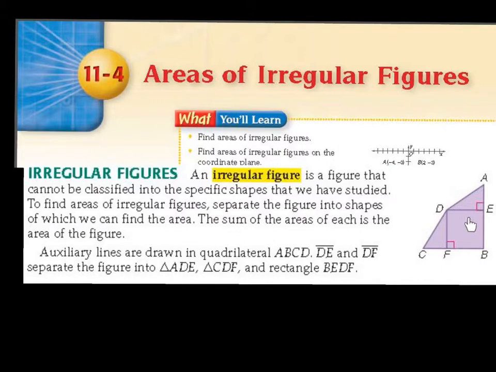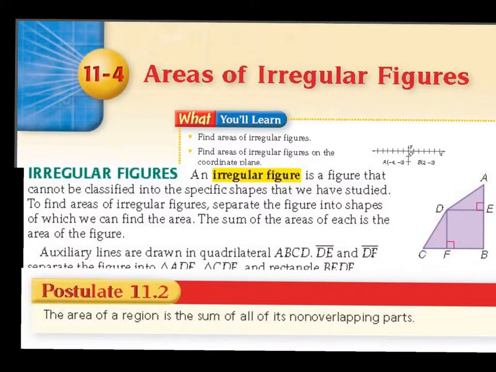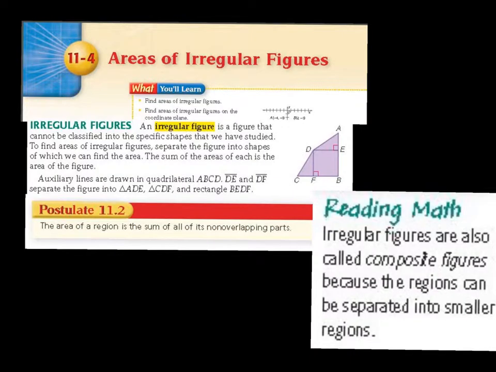Auxiliary lines, like DE, are drawn in quadrilateral ABCD. DE and DF separate the figure into triangle ADE, triangle CDF, and rectangle BEDF, which looks like it may be a square. And then we know how to find the area of triangles and rectangles, so no problem, just add. Here's the postulate that gives us permission to just add. The area of a region is the sum of all of its non-overlapping parts. Irregular figures are also called composite figures because the regions can be separated into smaller regions.